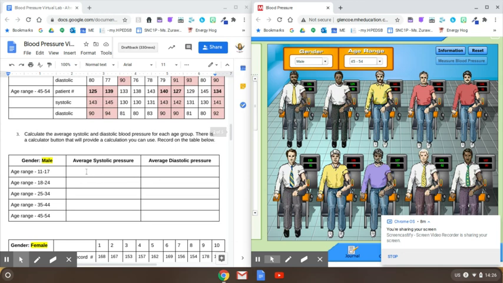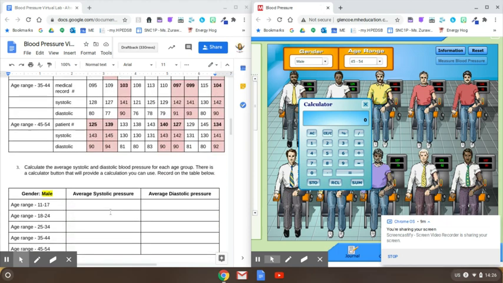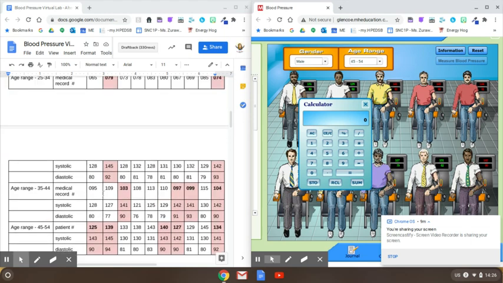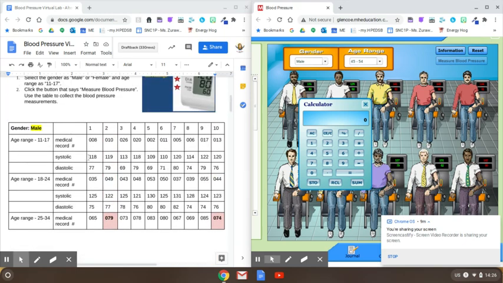Okay, so looking back over specifically at the assignment, number 3 says calculate the average systolic and diastolic blood pressures for each age group. You are doing this based on my results, not yours. So there's a calculator button. You can either use your own calculator or right under here, there's a little calculator there. So if we go back up, you need to do it for the systolic and the diastolic for every age group.